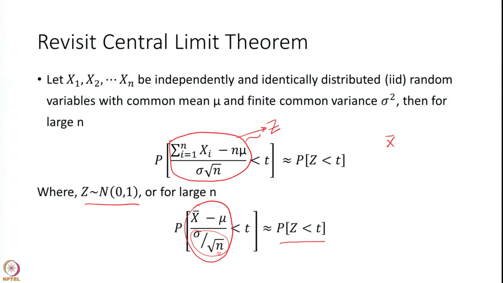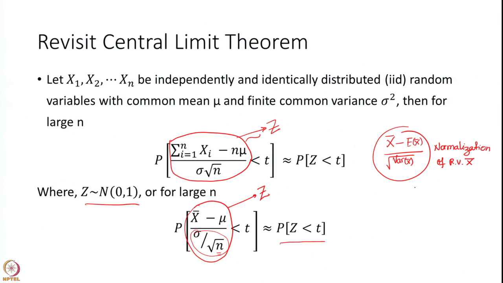And if you take the standardized variable, this is another term that I would like to introduce. Any random variable, like here it is x bar, if you subtract its expected value and divide by the square root of its variance, then this is called normalization of random variable x bar. Why is it called normalizing? Because it starts behaving like a standard normal variable. So, in future when you hear anywhere that the values are normalized, this is what it really means.